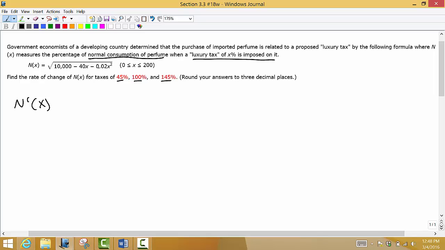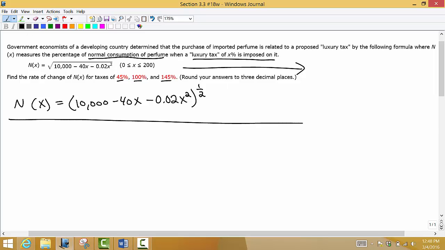Now before we do that, let's rewrite the original function. So I'm just going to write N of x, and we want to rewrite the square root as an exponent. So I'm going to take the values that are underneath the square root, and write them all in the parentheses raised to the positive 1/2 power. So that's going to help us out when we actually go to take the derivative.